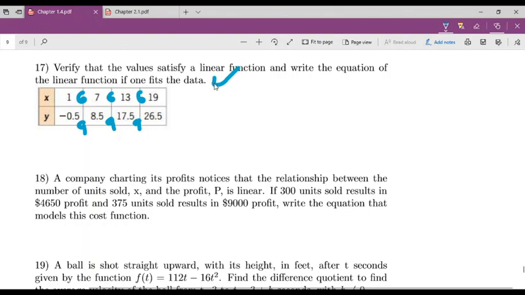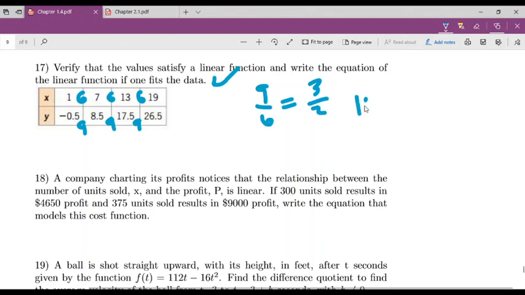Okay, we want to write the equation of the line, which means we need to find the slope, and after we find the slope, we need to actually find the equation. So if I'm looking at this, the difference in y's over the difference in x's, my slope here is going to look like 9 over 6, which reduces to 3 over 2.